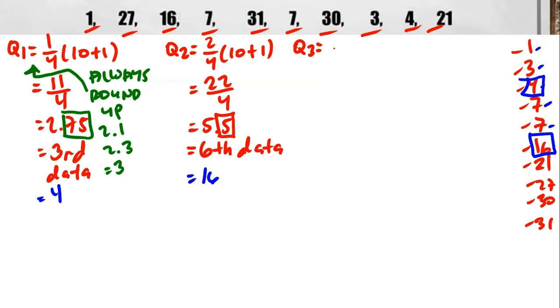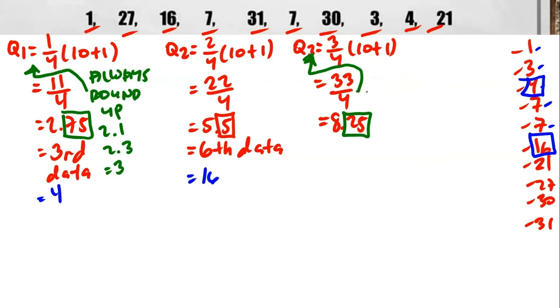Last quartile, we have Q3, 3 over 4 times 10 plus 1. 10 plus 1 is 11. 11 times 3 is 33 over 4. So 33 over 4 is 33 divided by 4. We have 8.25. Meron tayong decimal. Now, pag sa Q3 naman, always round down. Okay? So always round down.